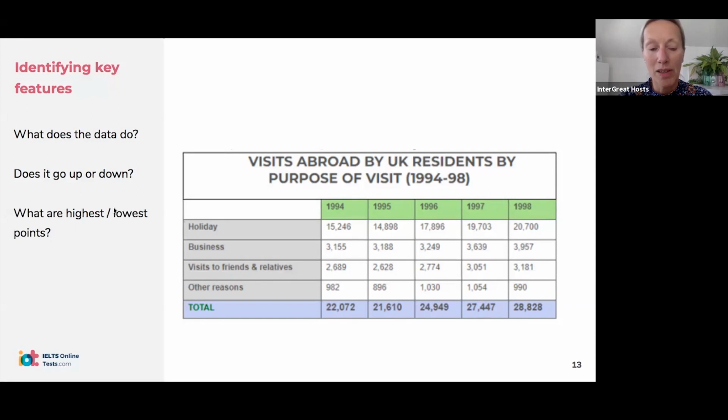What are the highest and lowest points? Yeah, 1998 is the highest point, yes, of holidays, that's right. What about the lowest? The lowest in 95. Yeah, that's right, that's for other reasons.